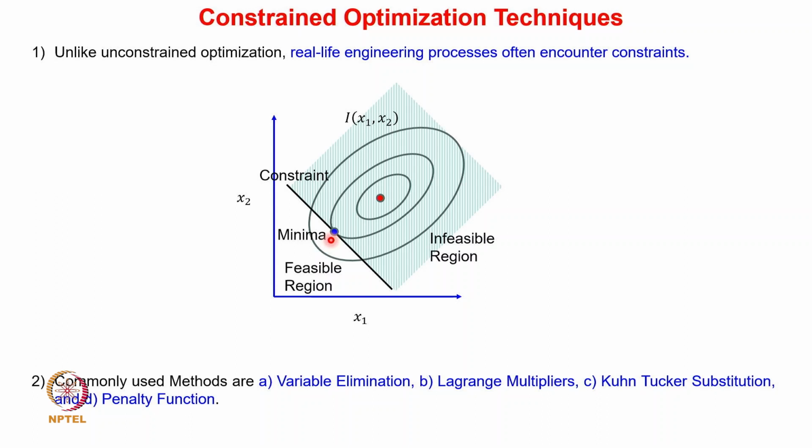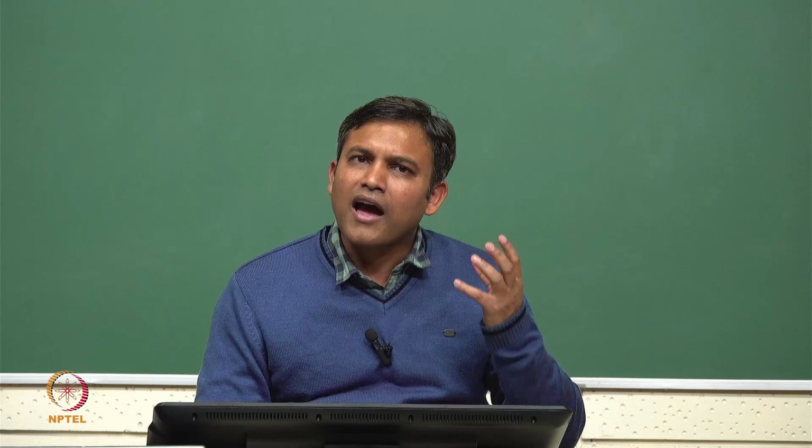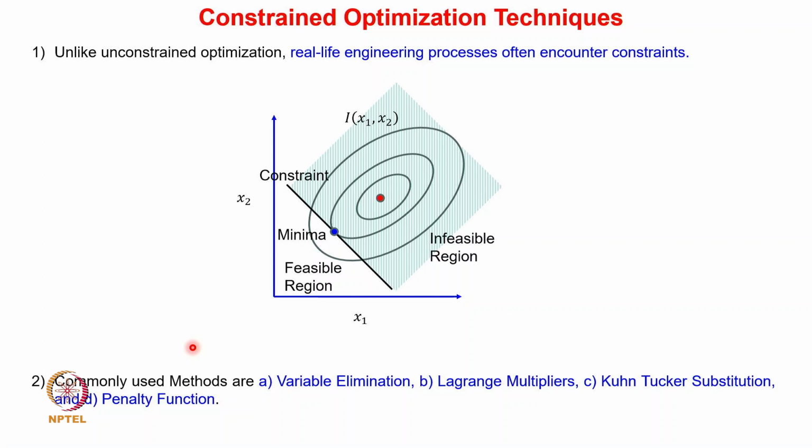Whenever we are optimizing the process flowsheet, or a particular unit, typically we involve a large number of constraints, and all these constraints have to be satisfied in the optimization methodology itself. Therefore, handling the constraints is extremely important. In order to handle these constraints, there are different methods. The popular methods are variable elimination, then Lagrange multiplier, Kuhn-Tucker substitution, and the last one is the penalty function.